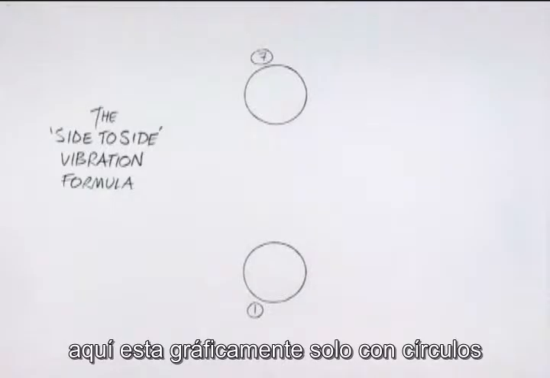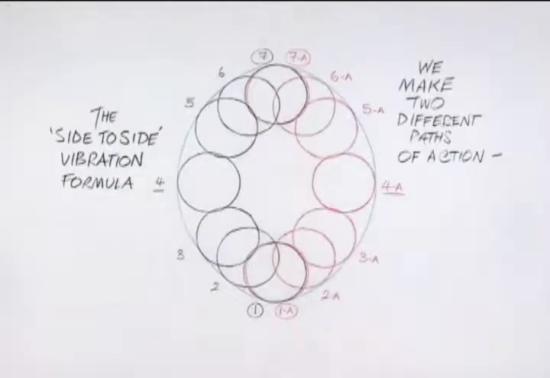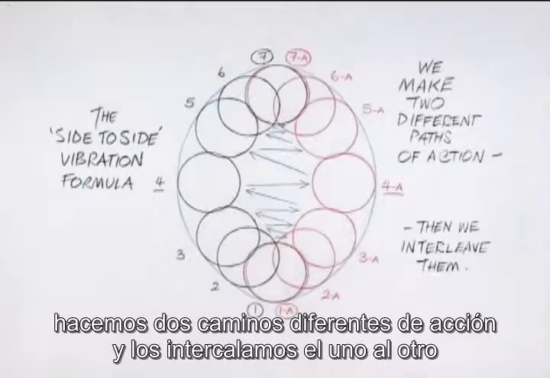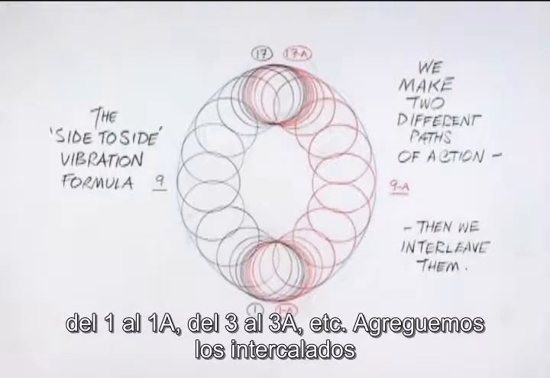Here it is graphically, just with circles. Two different paths of action, and then we interleave them. 1, 1A, 2, 2A, 3, 3A, 4, 4A, 5, 5A, etc. Let's add drawings.